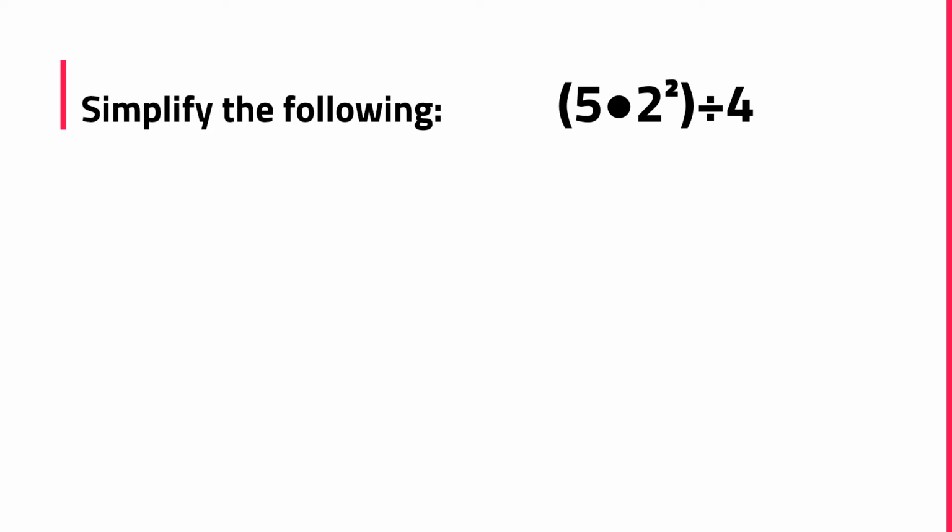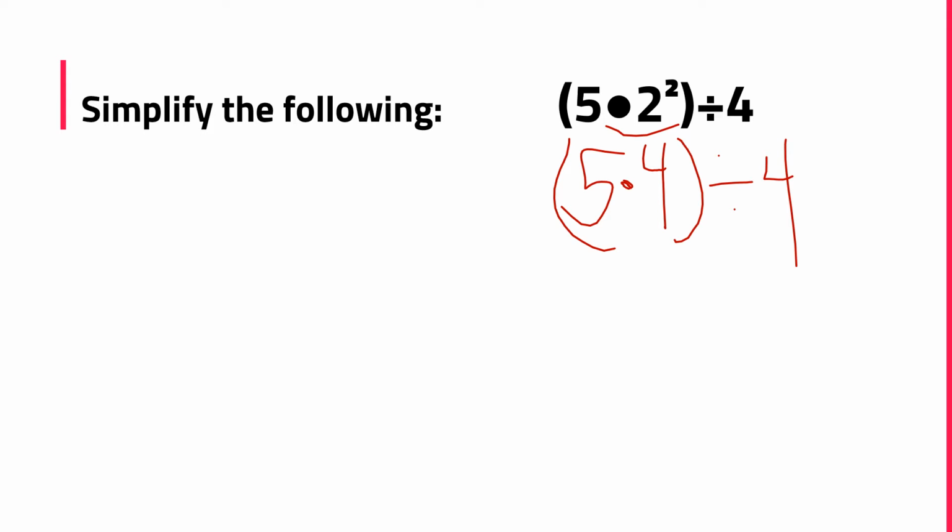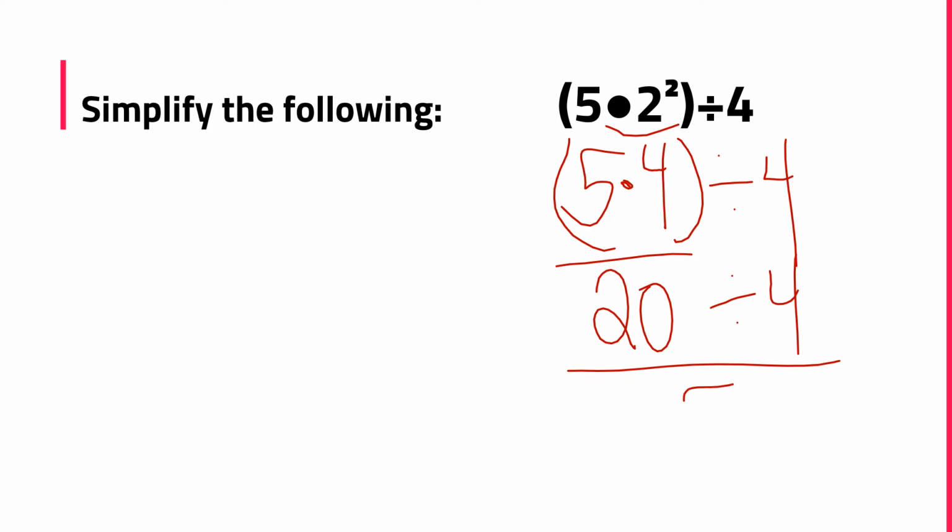All right, PEMDAS says parentheses first. So when I'm in the parentheses, I think through PEMDAS. In the parentheses, I have an exponent. I need to take care of that exponent first. Now I'm still in parentheses, so the next thing I want to do is multiply what's in parentheses. And the last operation, again, should always be the easiest.